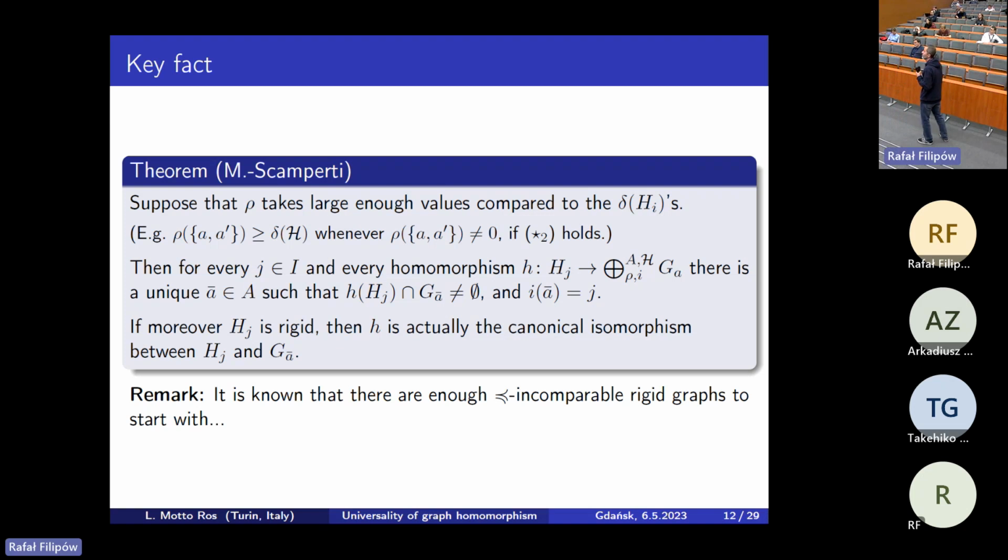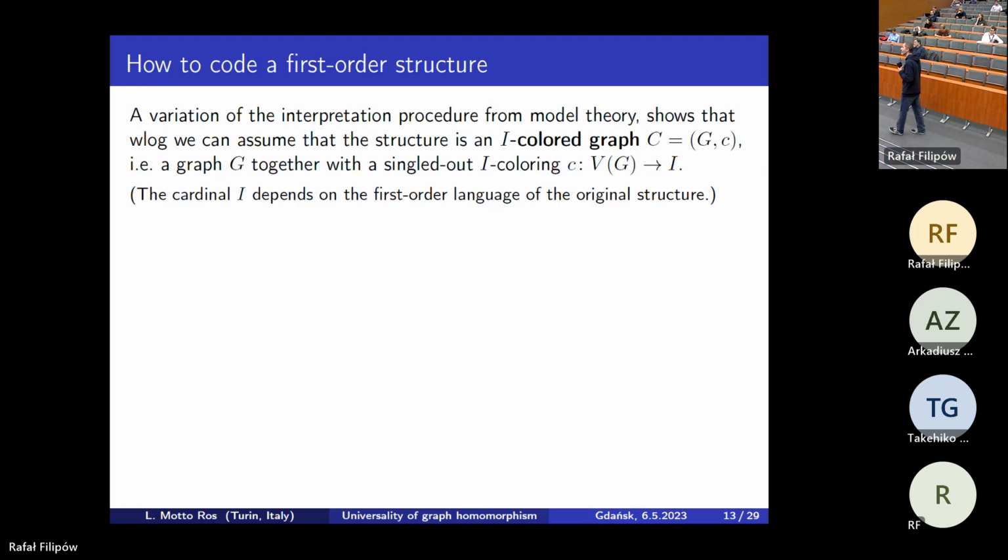Okay, so the question is, are there enough rigid labels to carry out the construction? Yes, it's known that there are a lot of incompatible rigid graphs to start with. The problem is that, at the beginning, these graphs have no control on chromatic number, say, or other parameters, okay? But still, you can start the construction with something. Now, the coding procedure actually works in this way.